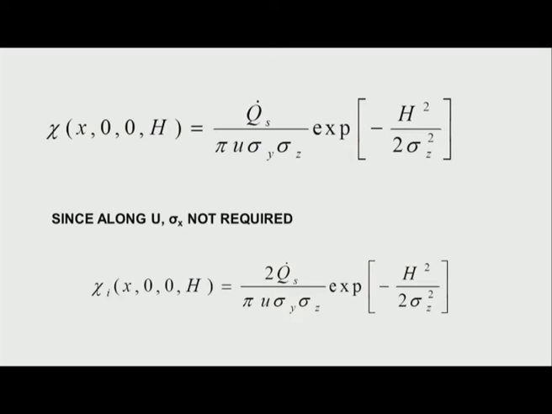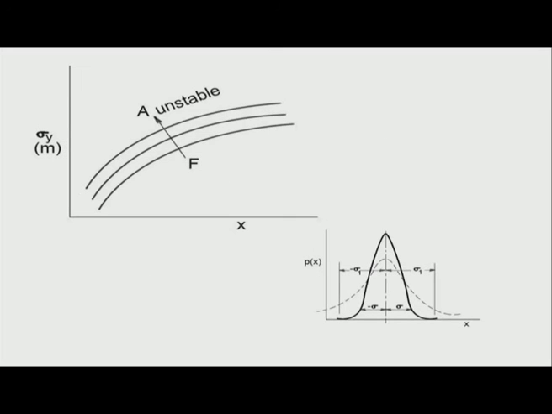Well, we will do a problem, but before I do a problem, we must be clear: how do we get the value of sigma y and sigma z for a steady release?